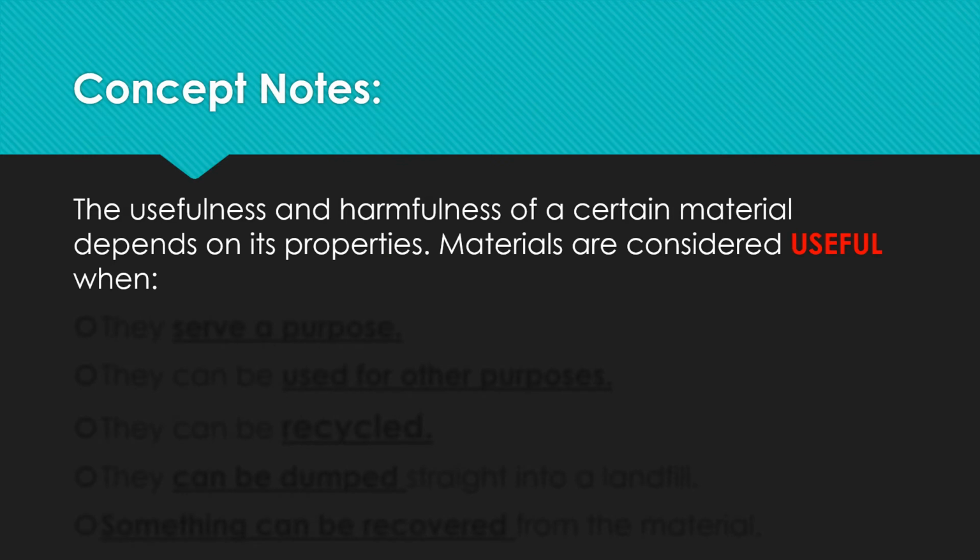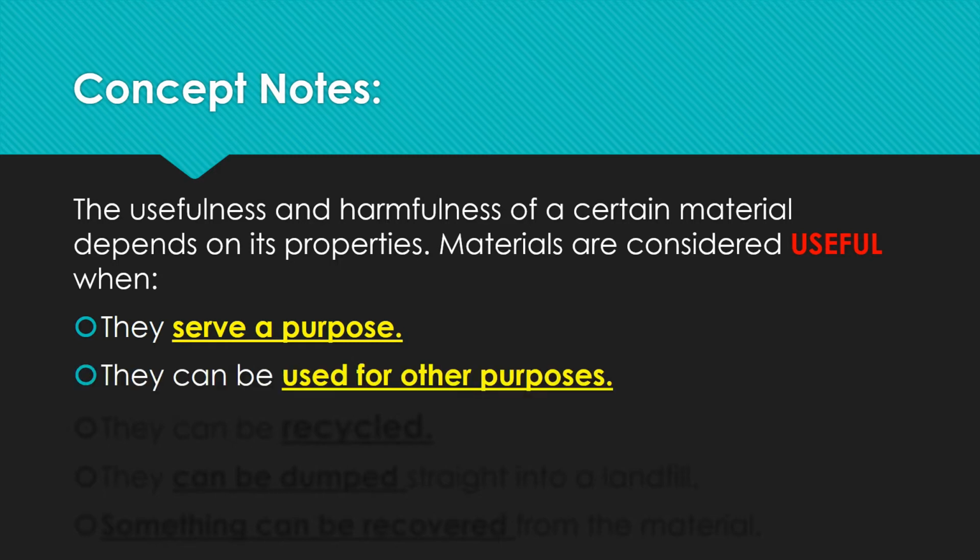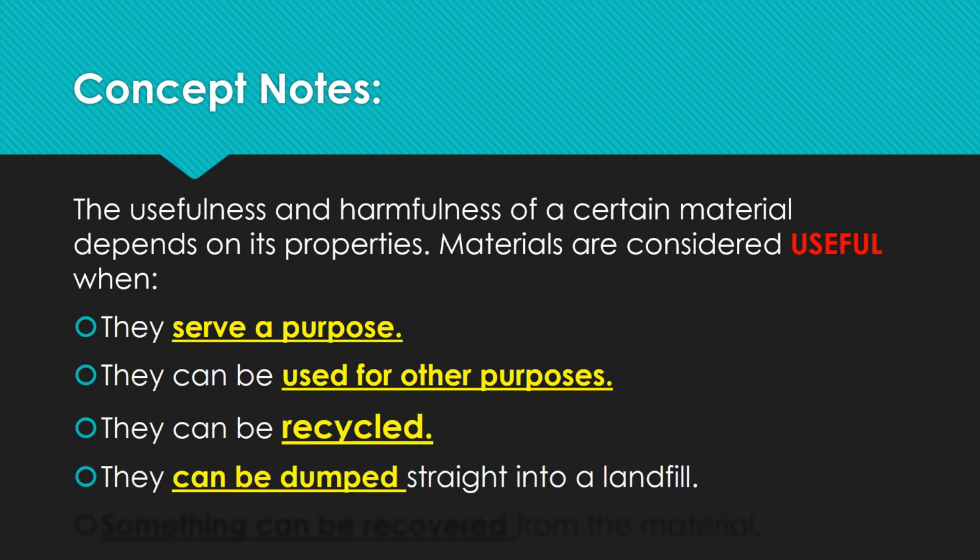Concept notes. The usefulness and harmfulness of a certain material depends on its properties. Properties refers to the unique characteristics of materials. Now, materials are considered useful when they serve a purpose or have a particular use. They can be used for other purposes. They can be recycled. They can be dumped straight into a landfill. And a landfill refers to an area or a site where our garbage is stored or deposited.